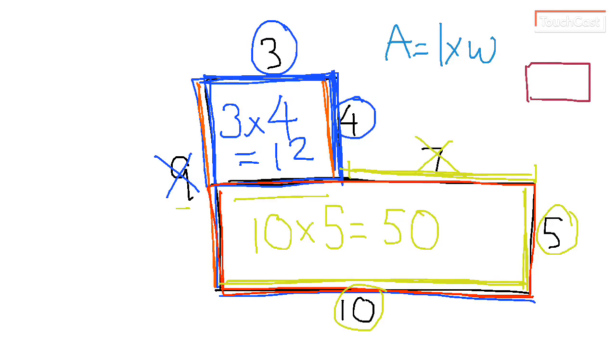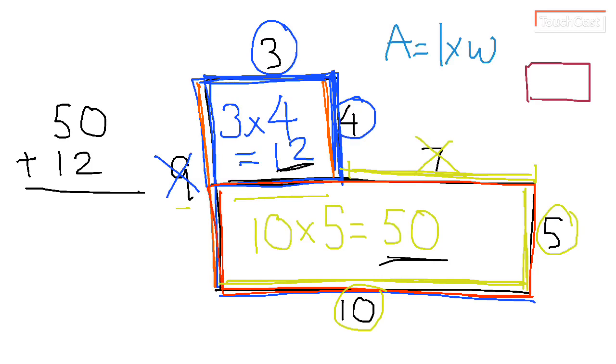So now we have the area of the top shape, which is 12, and the area of the bottom shape, which is 50. What you should be doing is combining by adding up the two areas. 0 plus 2 is 2. 5 plus 1 is 6. So the area of this total shape is 62 square units.